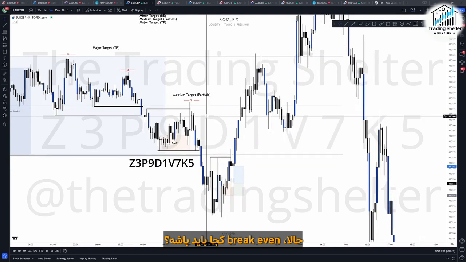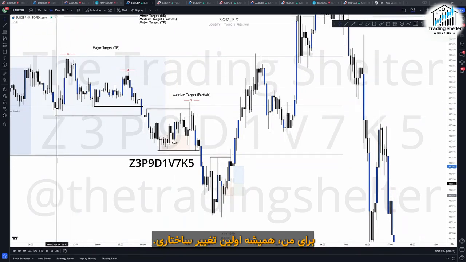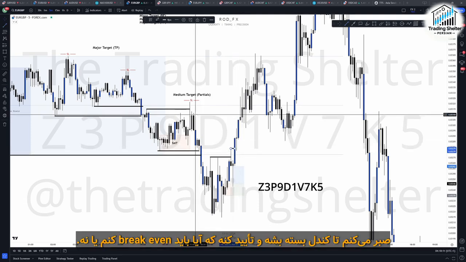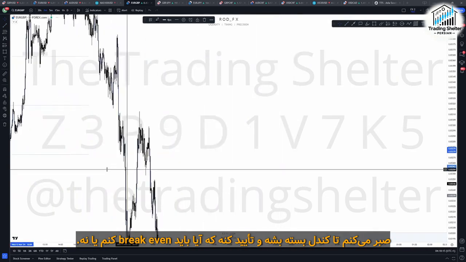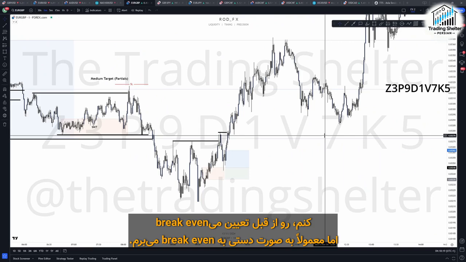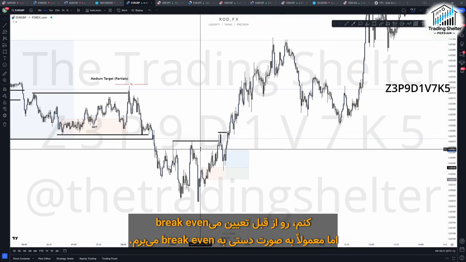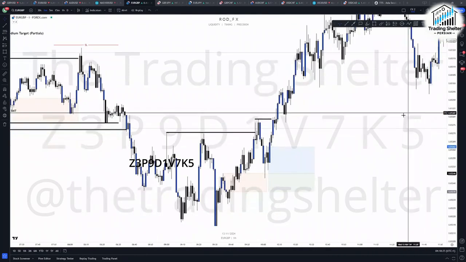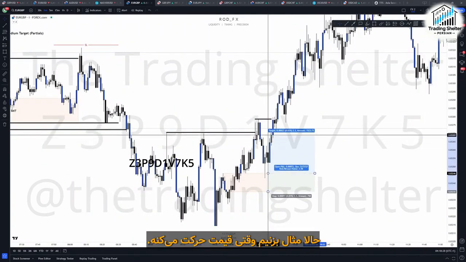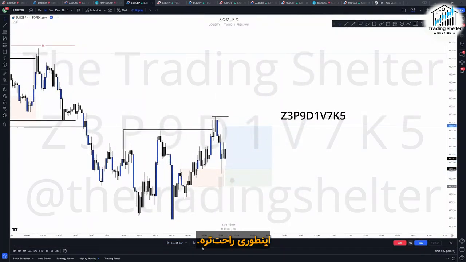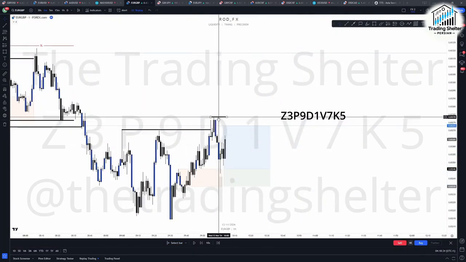Now, where would be a break even? For me, always the first structural shift. I wait for a candle closure to confirm if I want to close to break even or not. I predetermine the break even, but usually I put the break even manually. So now, for example, price plays. Let me just do a bar replay, it's going to be easier. So price moves. This would be my break even area.